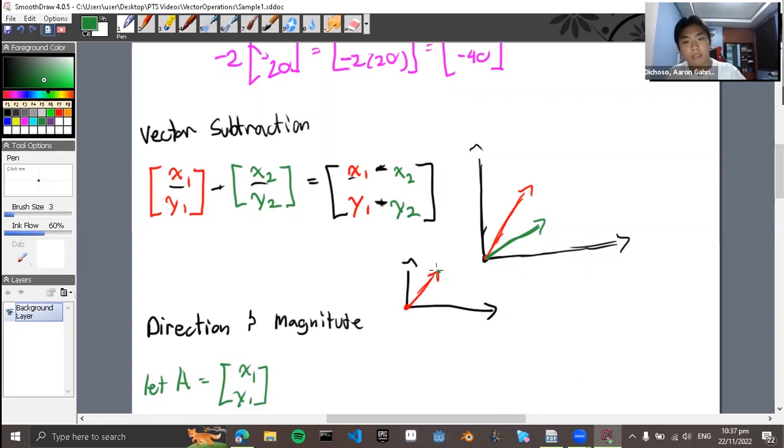However, instead of pointing to that side, then we would draw the second vector.